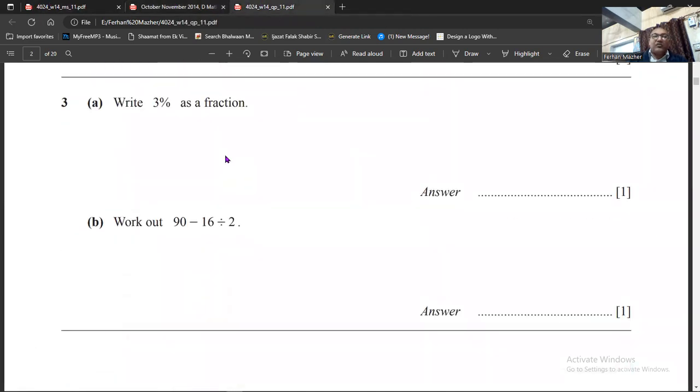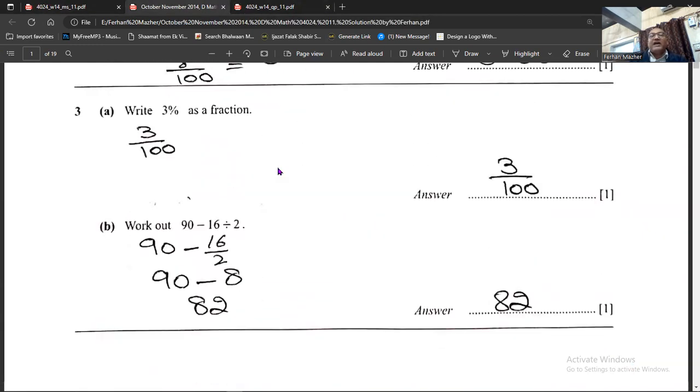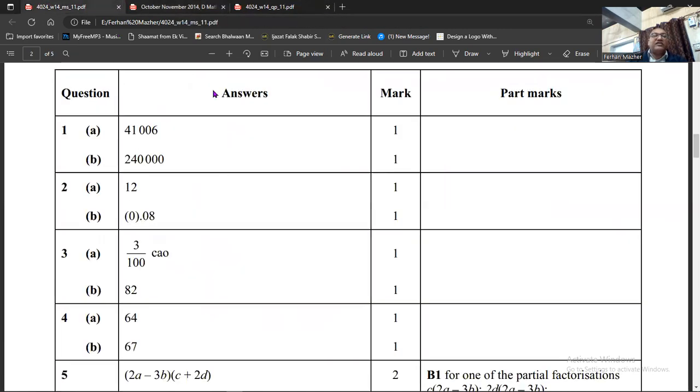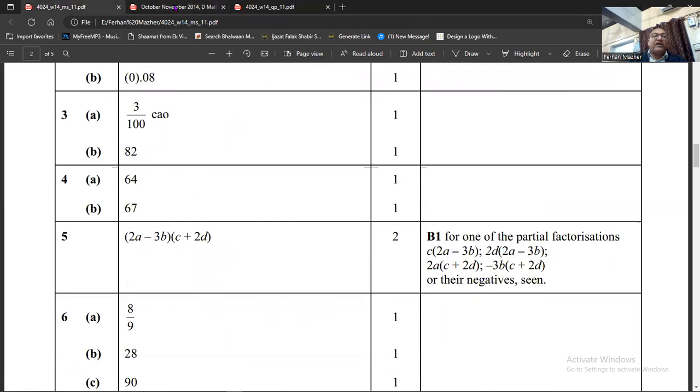Okay. Question number 3, A part, he says write 3% as a fraction. 3% means 3 by 100. So I will write 3 by 100. So 3 by 100 is the answer. 3 by 100 is the right answer, sir.